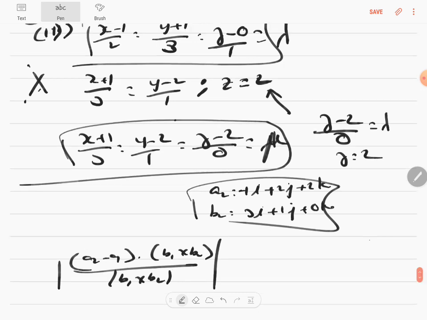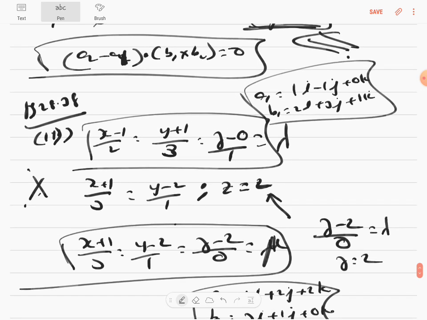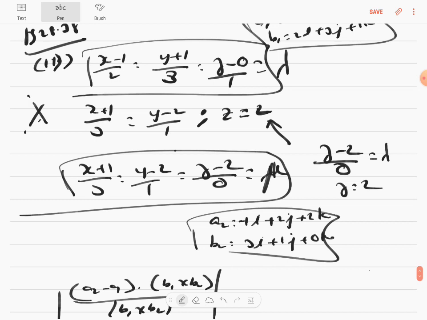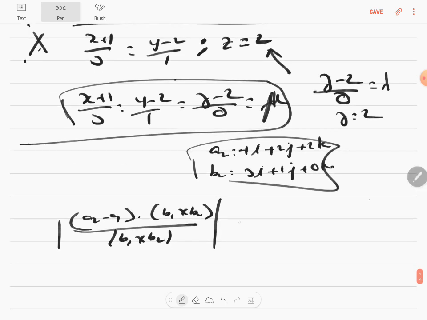That's what you do, and the whole modulus will give you the skew distance between the lines. The trick about this question is z, that z is equal to 2, and that's what is going to make things complicated for you. Otherwise every sum is the same. To check if the two lines are coplanar, as I told you, this has to be equal to 0. So (a2 minus a1) dot (b1 cross b2) being 0 is the condition for two lines to be coplanar. Okay, so I'm sure you understood everything.